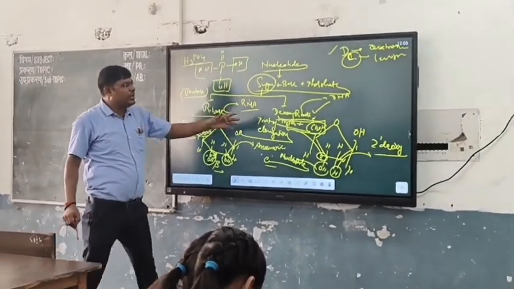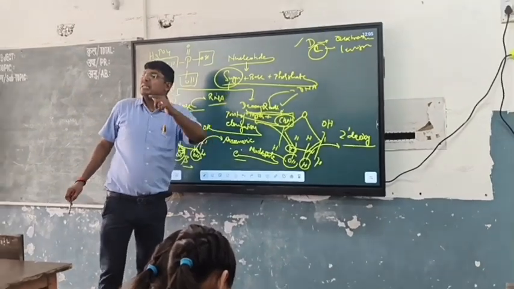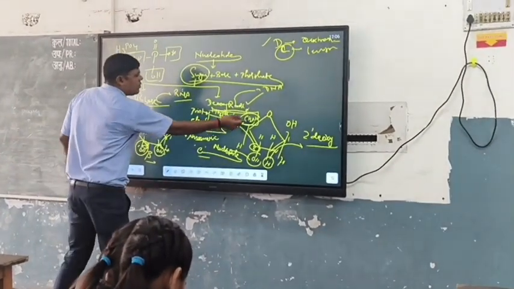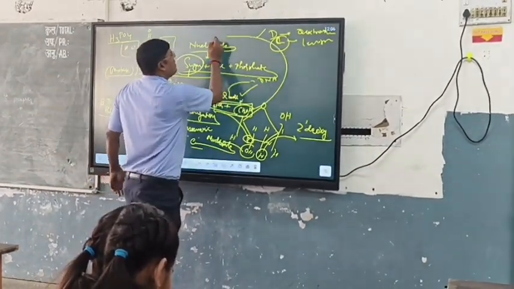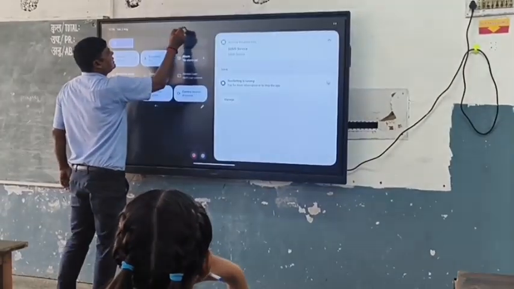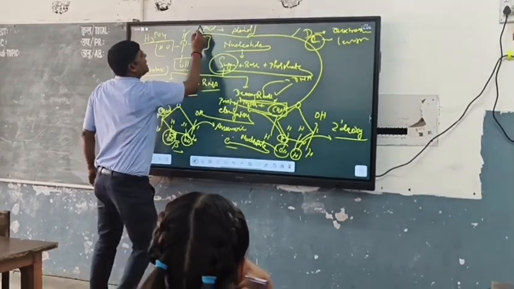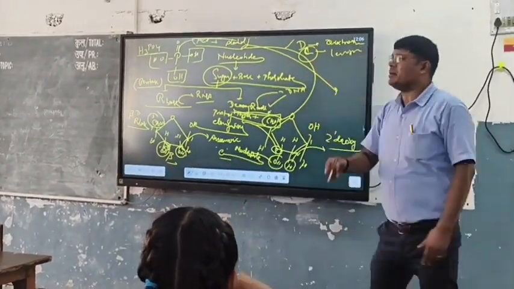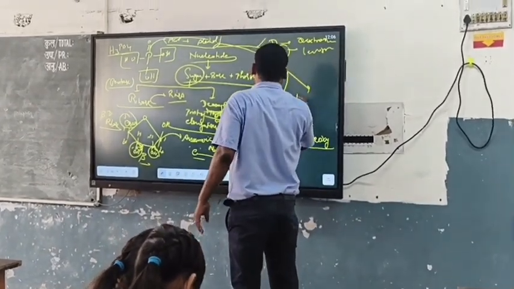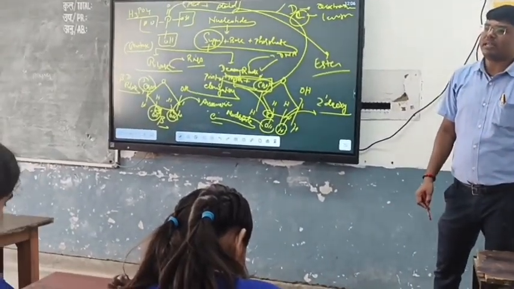Now one of these 3 OH groups is joined to the CH2OH group. This CH2OH group has the functional group alcohol, and this is the acid. Whenever the acid and alcohol react together, what kind of bond is formed? It is called an ester linkage. Always ester linkage. Okay?